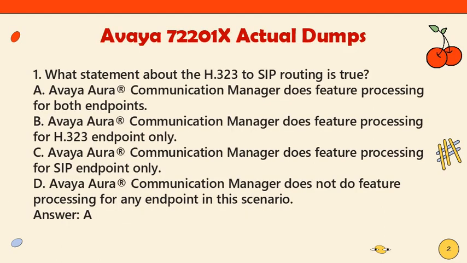1. What statement about the H.323 to SIP routing is true? A. Avaya Aura Communication Manager does feature processing for both endpoints. B. Avaya Aura Communication Manager does feature processing for H.323 endpoint only. C. Avaya Aura Communication Manager does feature processing for SIP endpoint only. D. Avaya Aura Communication Manager does not do feature processing for any endpoint in this scenario. Answer. A.